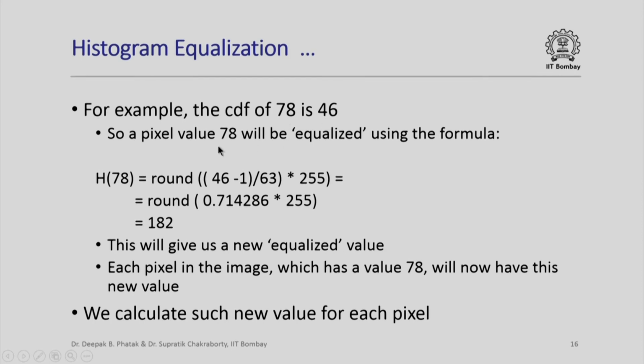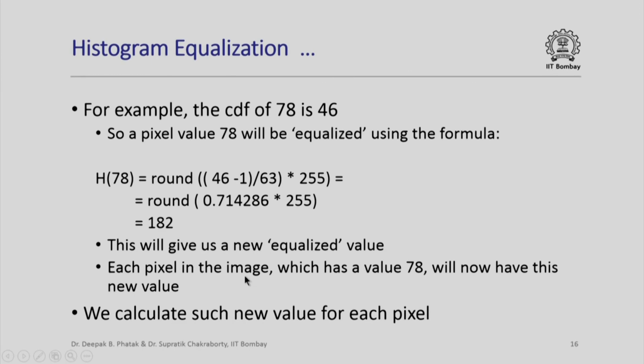So, a pixel value 78 will have to be equalized, that means it will have to be mapped to a new value using our formula. This formula is H of 78 is equal to round of (46 minus 1) by 63 into 255, which is nothing but round of 0.714286 into 255, which is nothing but 182. So, look how interesting life is. We do not know how the formula has come by, but we can implement it into an equation and calculate a new value. This gives us an equalized value.